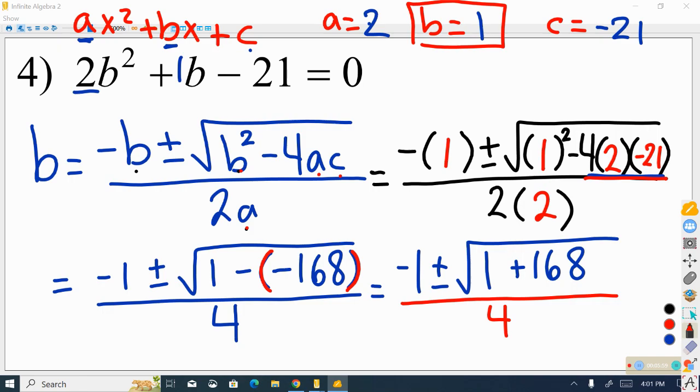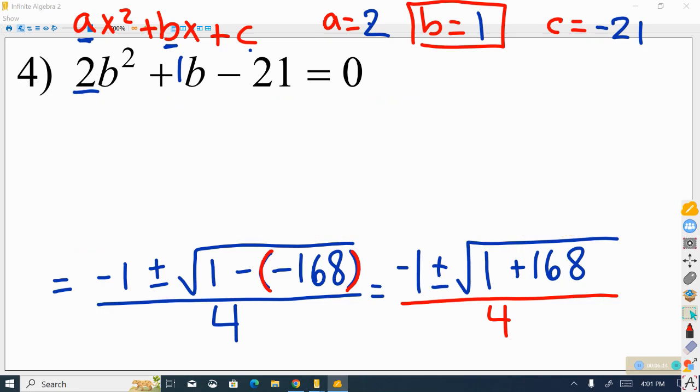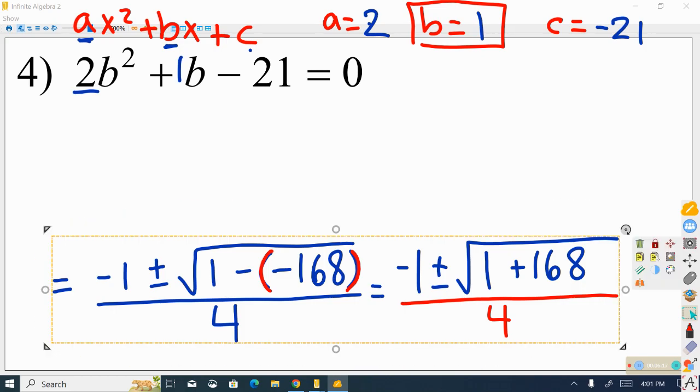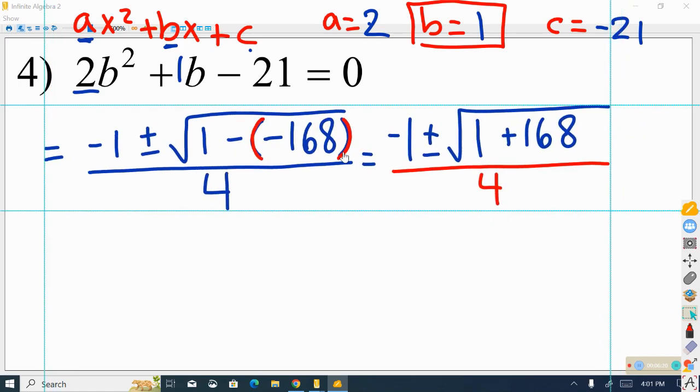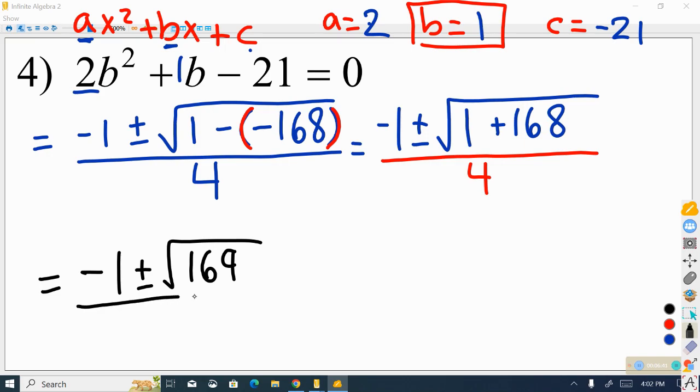So in this case, I'm going to push everything up so that we have a way to continue our work. If you need to copy the rest of this work into your notes, go ahead and rewind the video. So now we're going to continue working and simplifying our value. So now we have negative 1 plus or minus the square root. In this case, we can combine our 1 with our positive 168. We can add those two numbers up, and that gives us 169. Then we're going to divide all of that by 4.